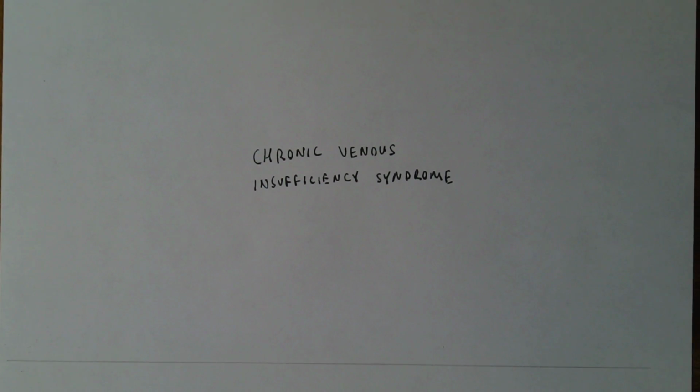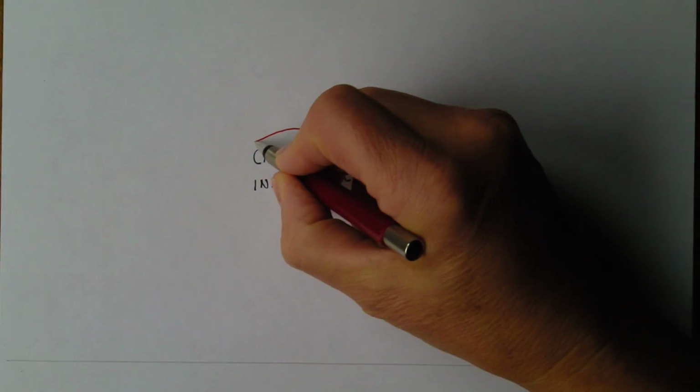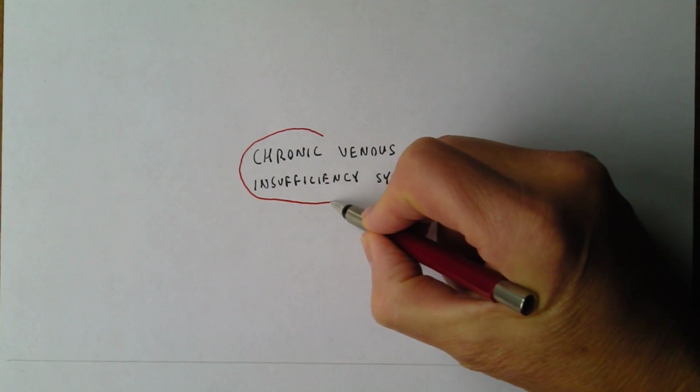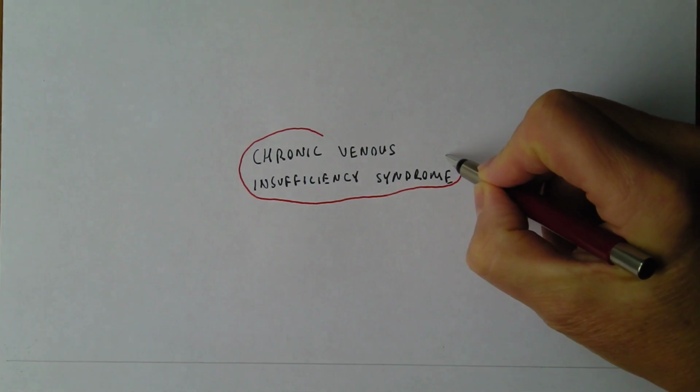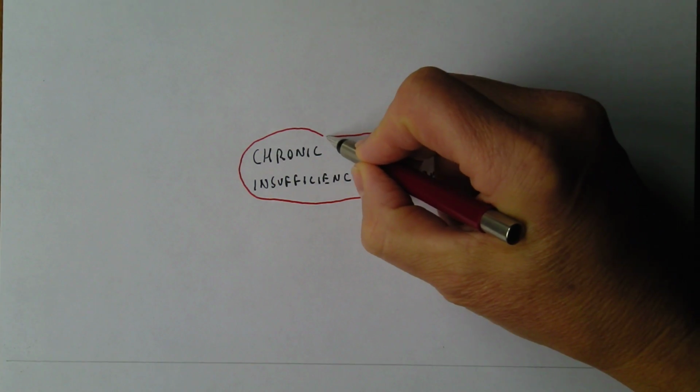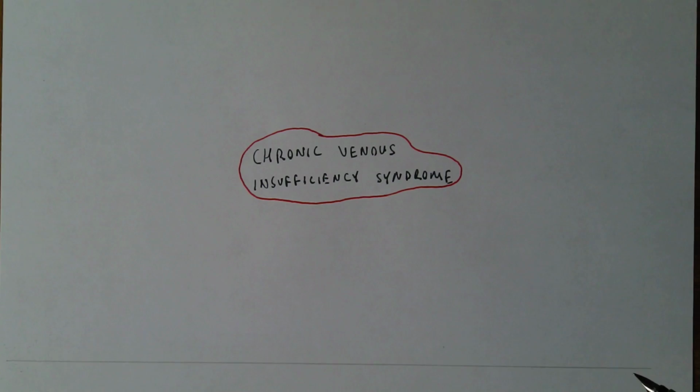Chronic venous insufficiency syndrome is relatively common, especially in westernised countries, and is associated with venous hypertension. But in this clip we want to look at the clinical features of the condition. What do the patients suffer from and how do we recognise it?